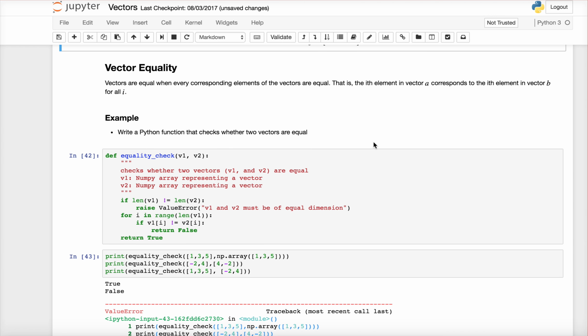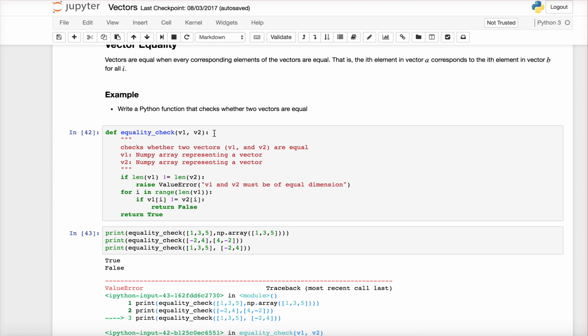So vectors are equal when every corresponding element of the vectors are equal. That is, the ith element in vector A corresponds to the ith element in vector B. So here's a function in Python that will check whether two vectors are equal. So the first thing is that we can conclude that vectors can only be equal if they have the same dimensionality, the same dimension, which we can check with the length function of Python. So I'm taking in two vectors, and I check their length. If they're not of equal length, then I raise a value error.